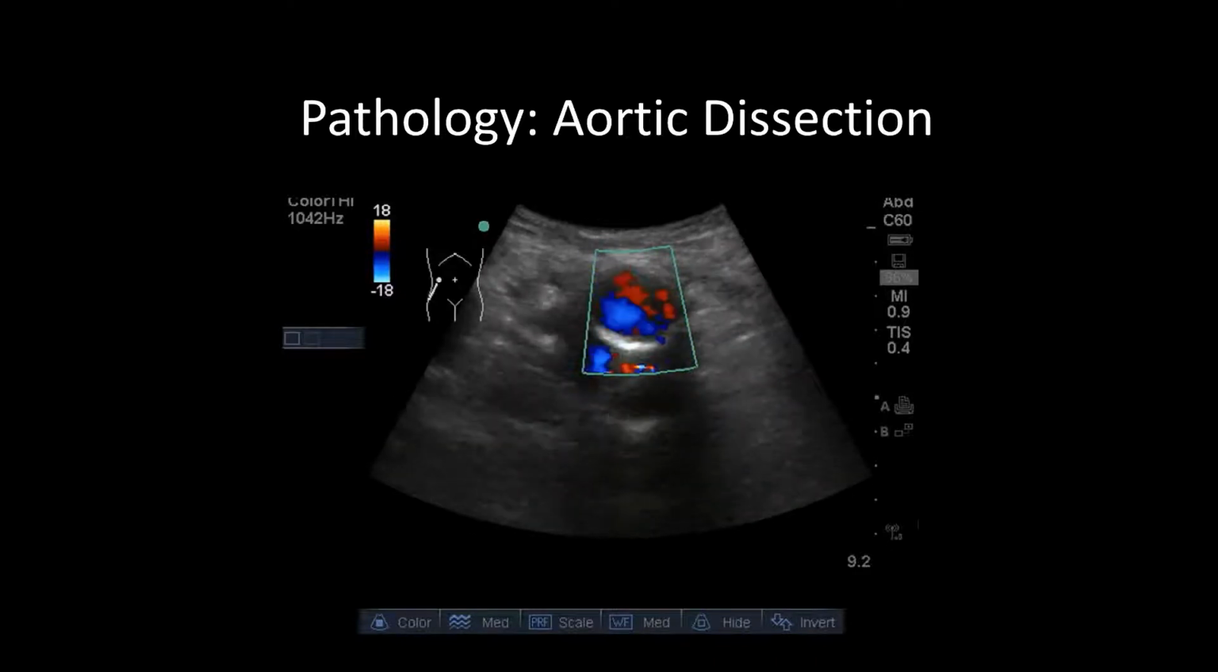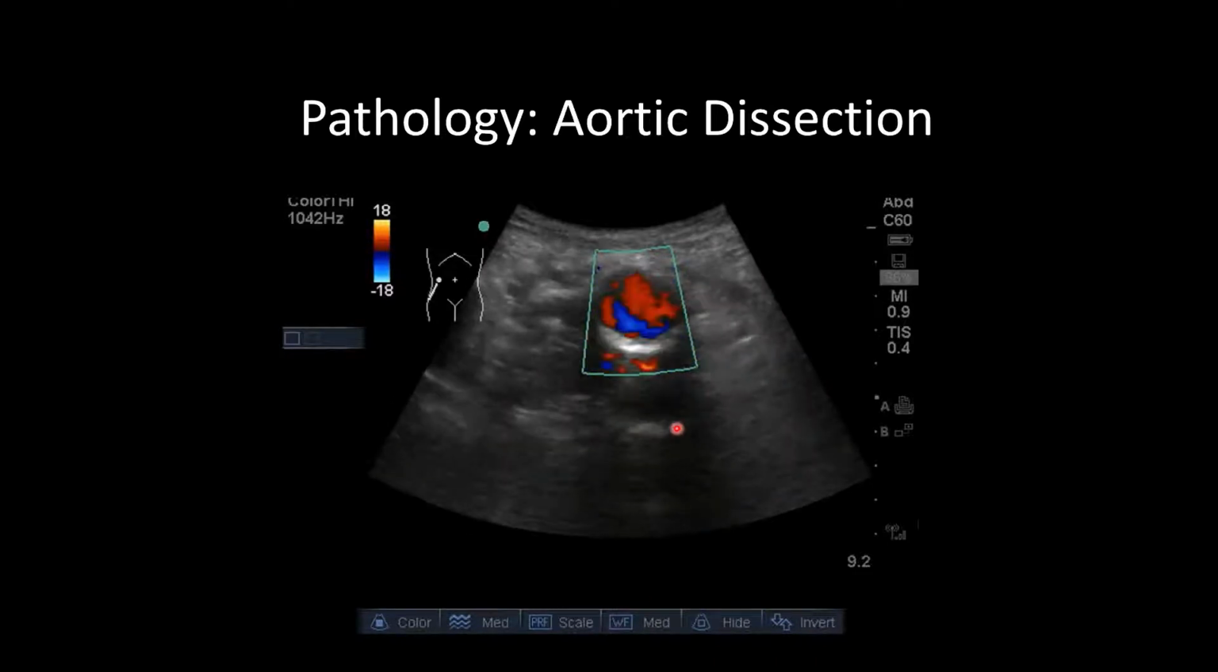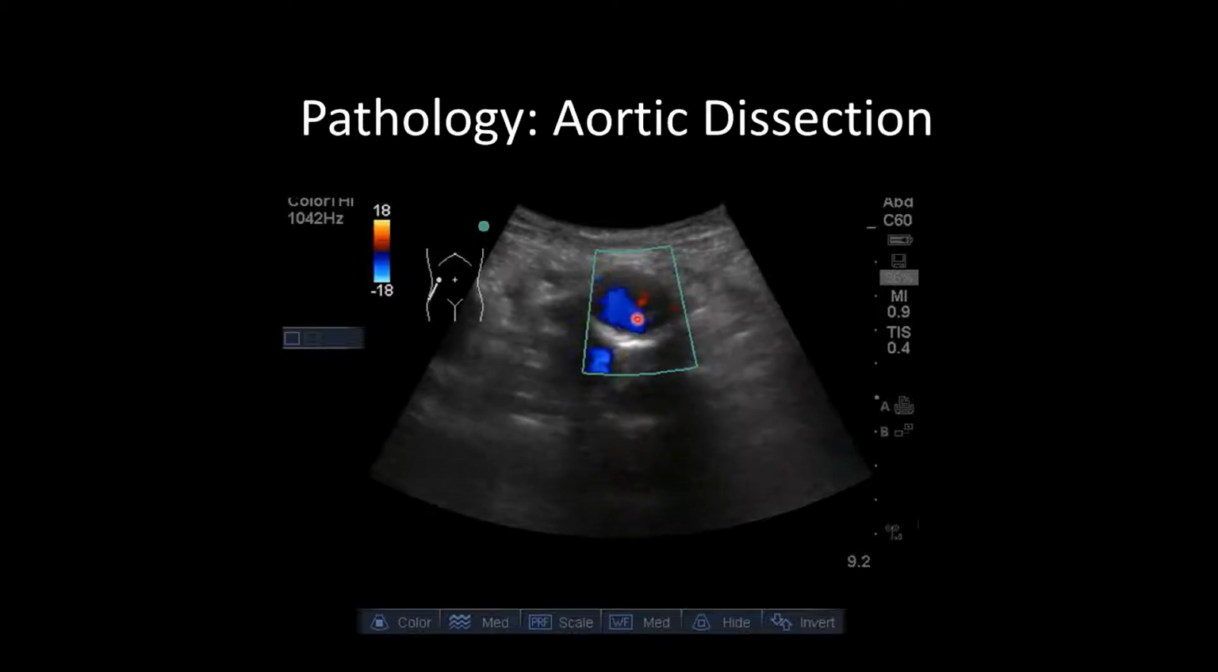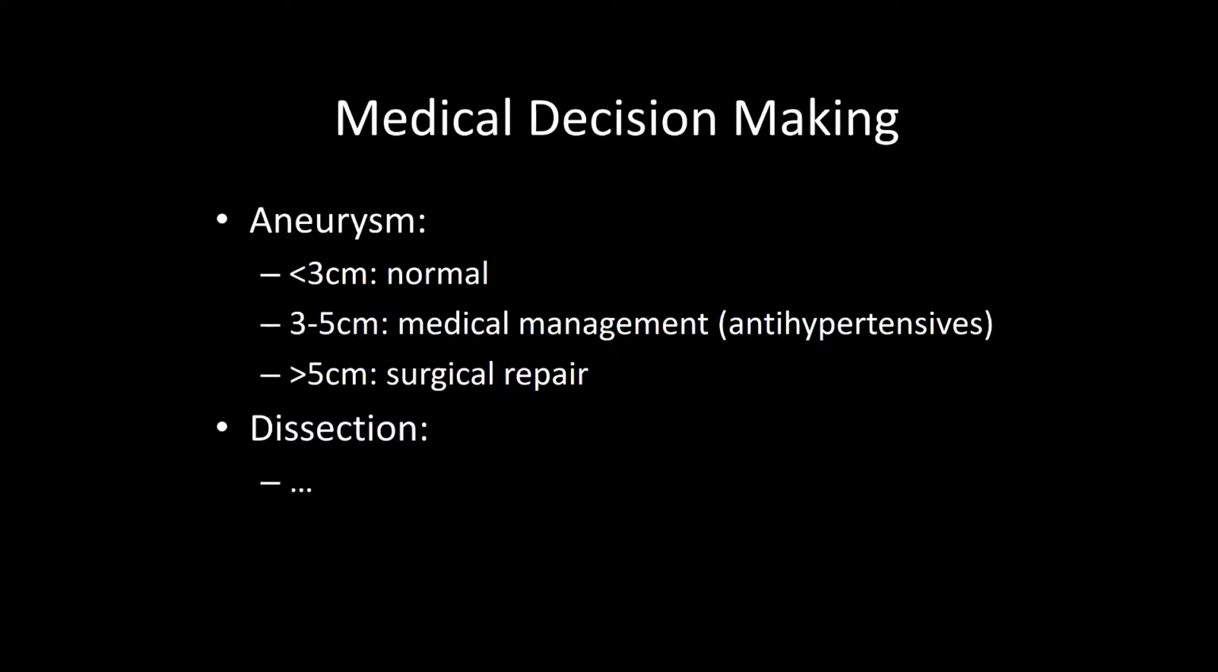Here we see an aortic dissection. For this pathology, ultrasound is very specific, meaning if we find it, we can feel pretty certain that it's there. However, it is not very sensitive, meaning we cannot rule it out if we don't see it. An aortic dissection will be noted by a hyperechoic flap within the lumen of the aorta and bidirectional blood flow around this flap.